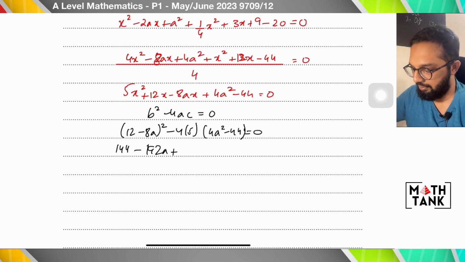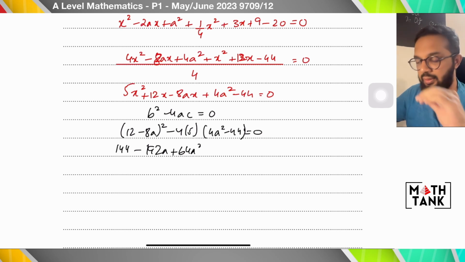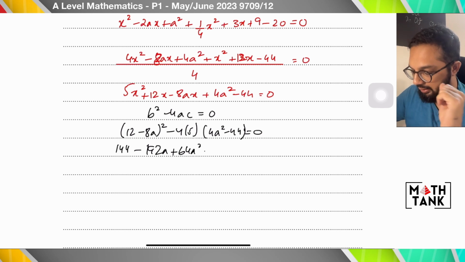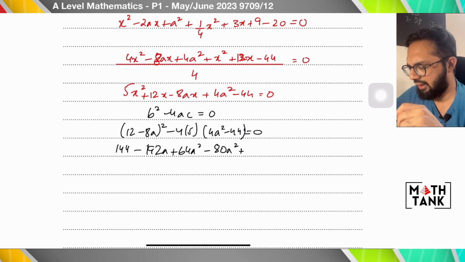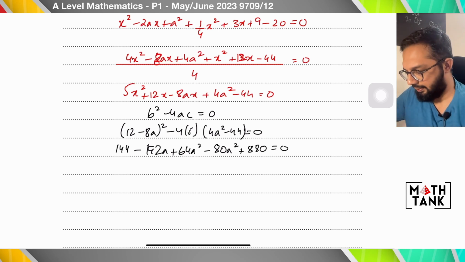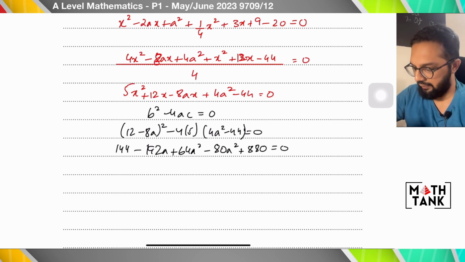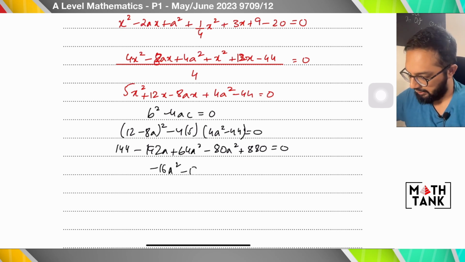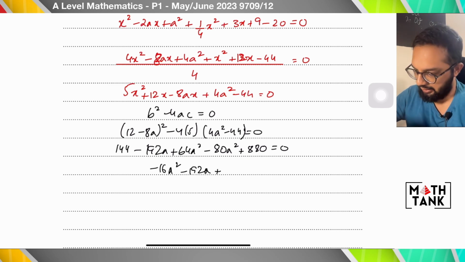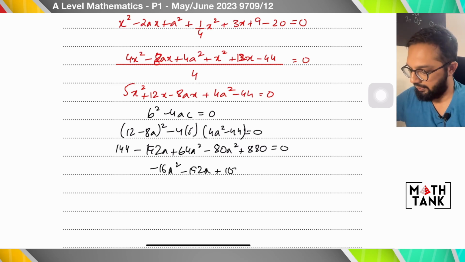192a plus 64a squared plus, minus 20 into 4a squared is 80a squared, 20 into 44 is 880. Okay, so that gives me 64 minus 80, which gives minus 16a squared, and minus 192a plus 880 plus 144. It's 1024.